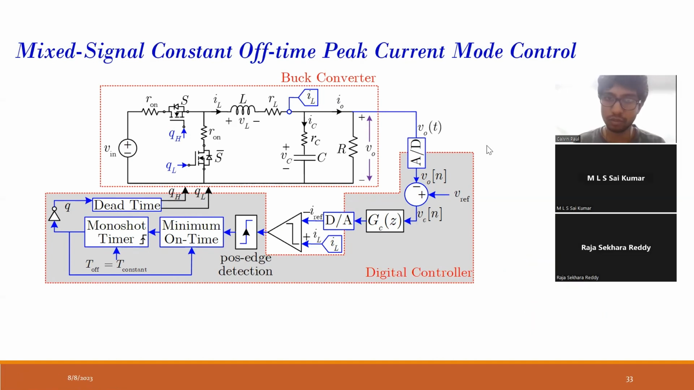So where I was talking about the mixed signal peak current mode control, the generated reference current is compared with the actual inductor current, and when it changes state and detects a positive edge, then the constant off time is set. That constant off time is used to generate the gate signals to the buck converter.